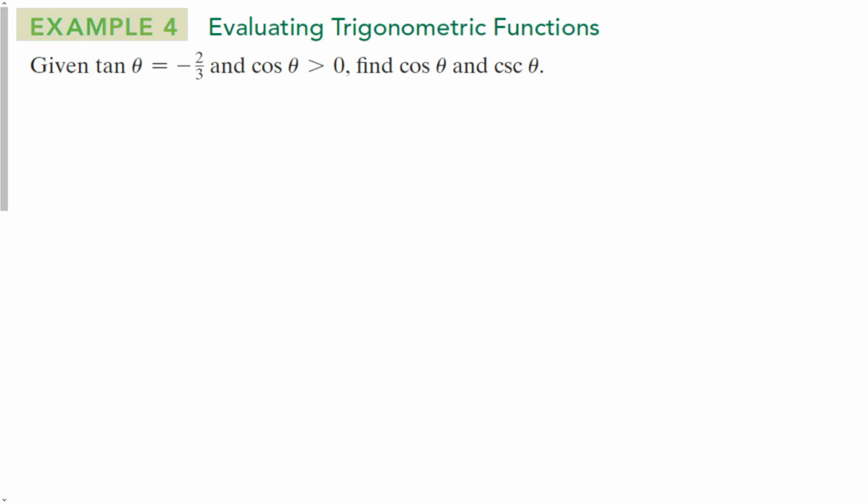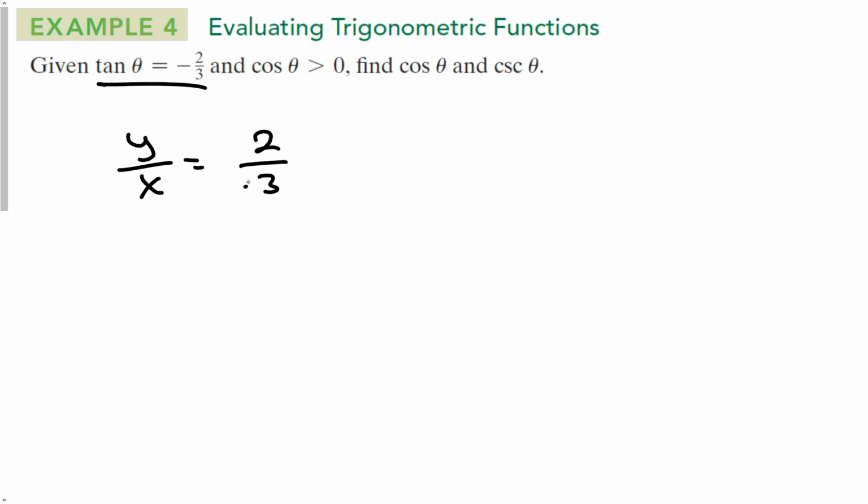Given that the tangent is negative and the cosine is positive, right? Cosine is greater than 0. Find the cosine and the cosecant. Okay, so here's the thing, the tangent there gives me y over x. So that's going to be 2 over 3. But one of them has to be negative. Not both, only one. Okay?